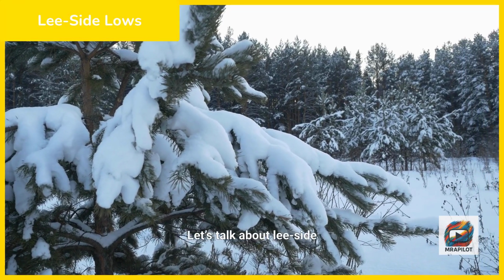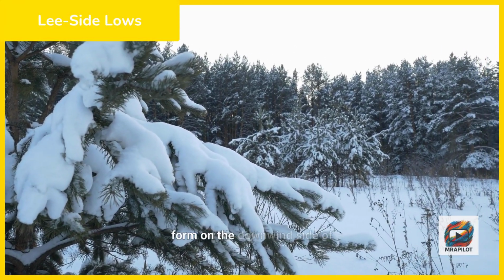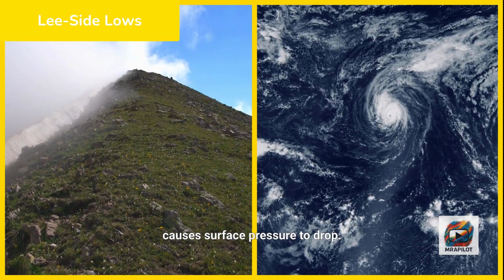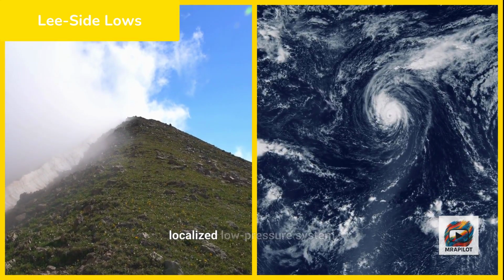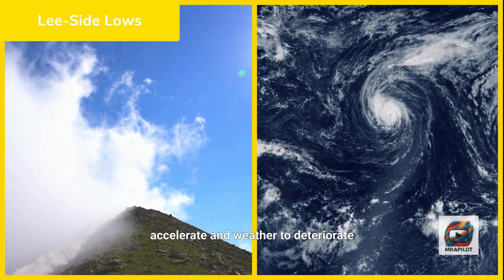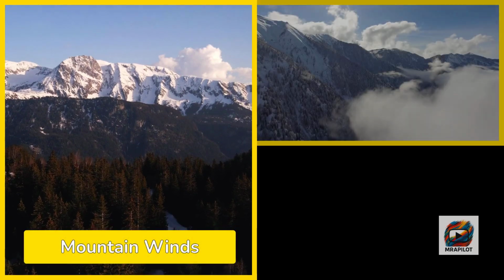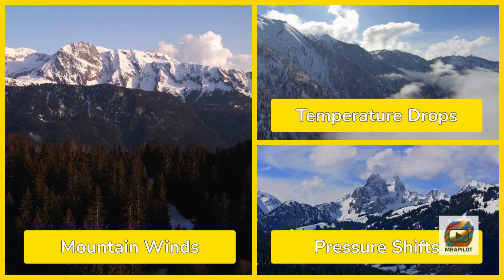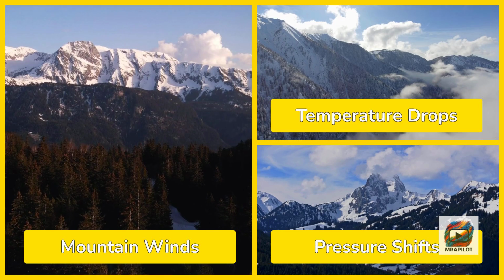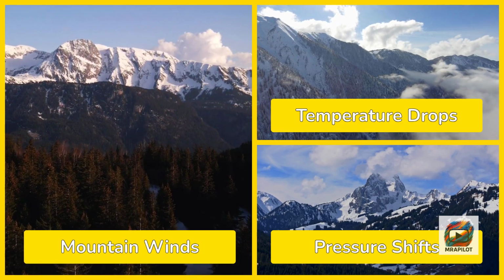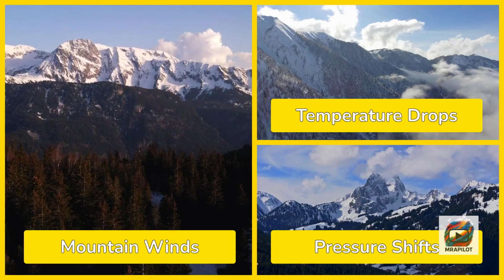Let's talk about lee-side lows. These form on the downwind side of mountains, where descending air causes surface pressure to drop. The result? A localized low-pressure system that can cause wind to accelerate and weather to deteriorate rapidly. In regions like the Rockies or the Alps, lee-side lows are responsible for intense surface winds, sudden temperature drops, and shifting pressure patterns. These systems can form quickly and make flight conditions unpredictable even under otherwise clear skies.